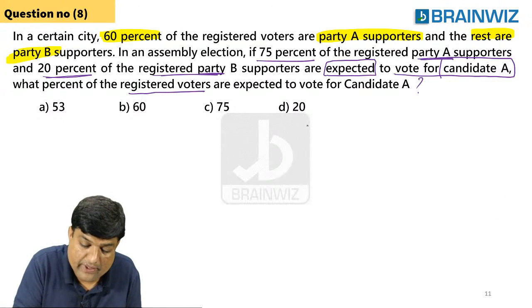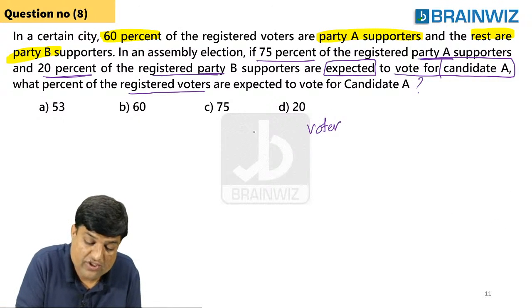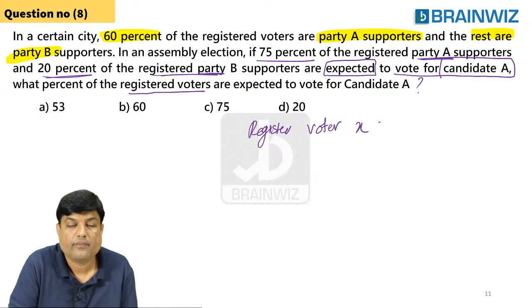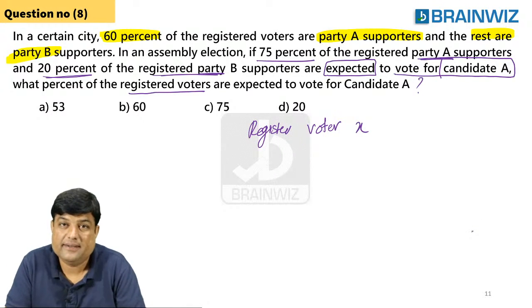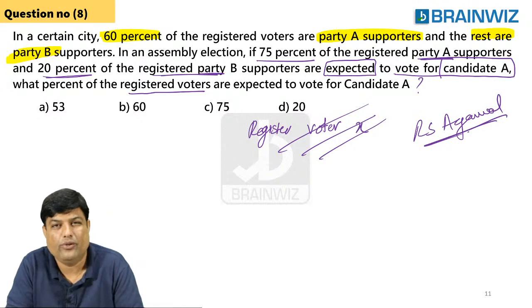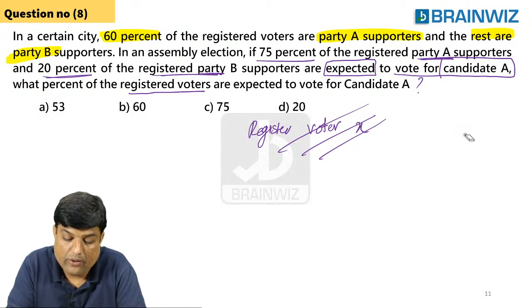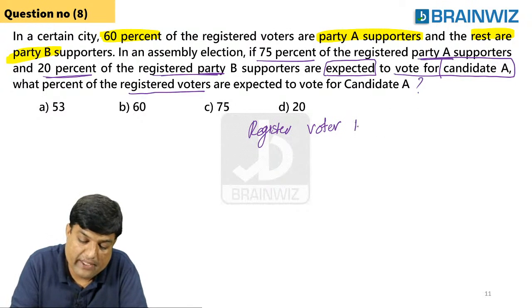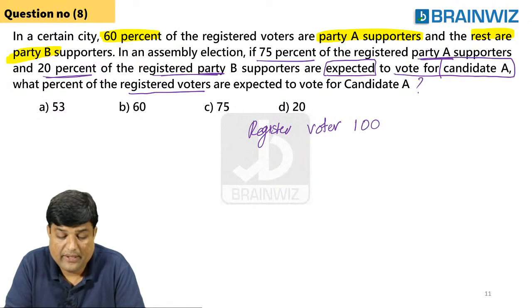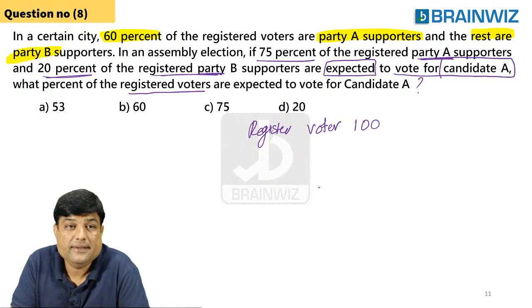So what do we do? Let the number of registered voters be X. Students, shall we do it in this method? No. This kind of thing comes in RS Agarwal, yes or no? So this kind of X concept we are not always using. You all know that, okay? So let the number of voters be 100. Assume that, guys, let the number of voters be 100. Following everybody? Yes, that's good.